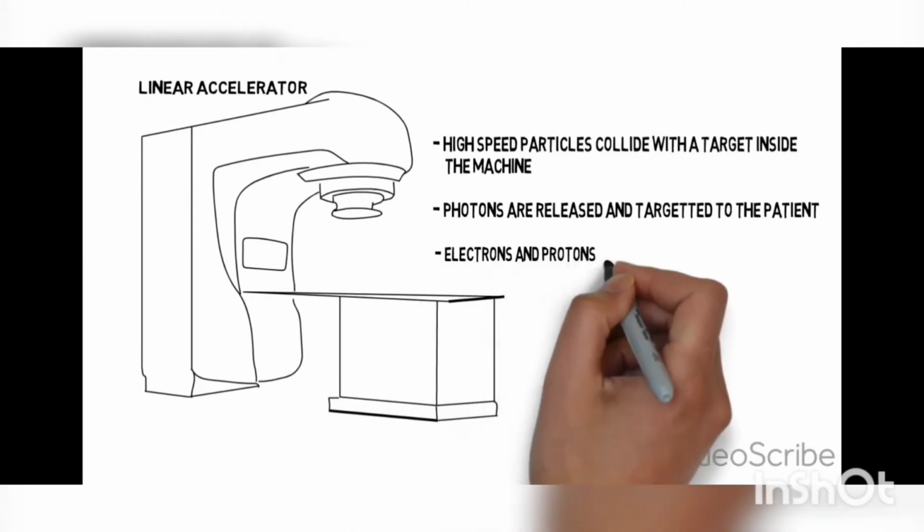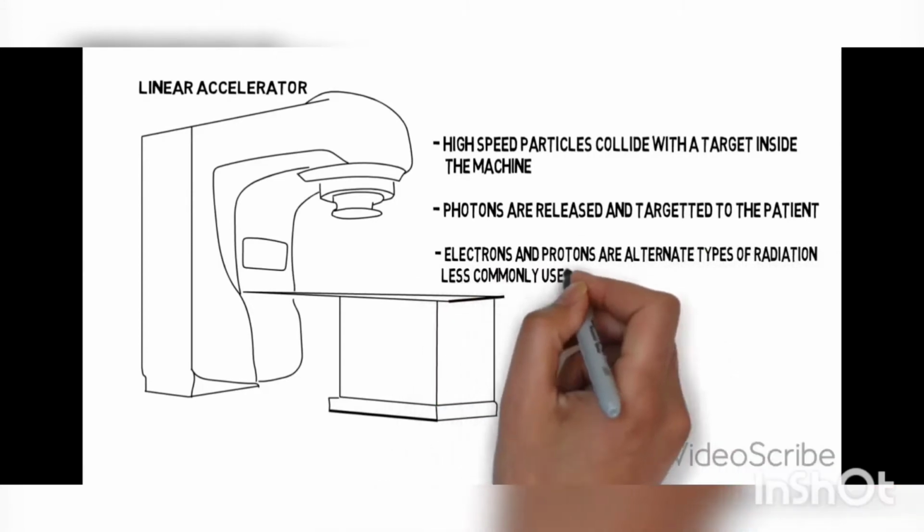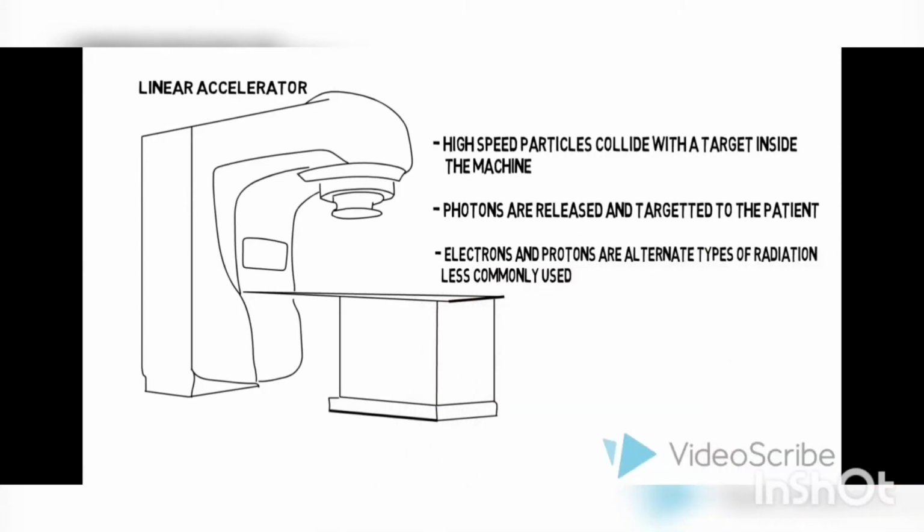Electrons and protons are alternative radiation types to photons. They deliver ionizing energy with differing patterns that can also treat cancers. They are, however, less commonly used.